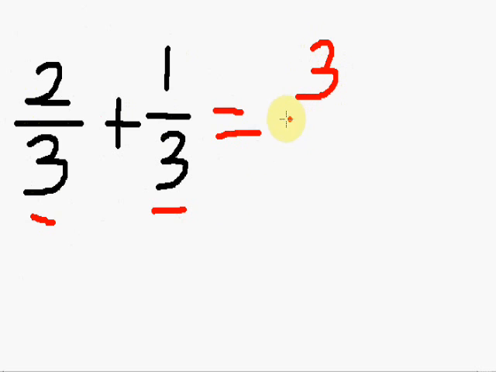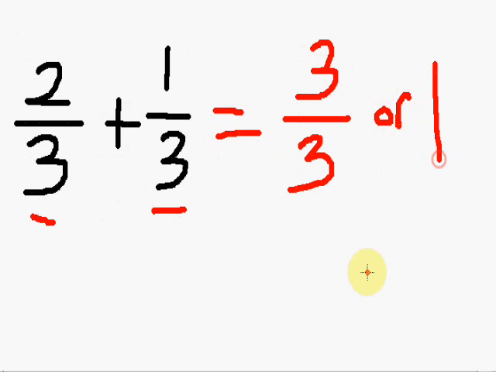So when adding these, we simply rewrite the common denominator for both fractions, which in this case is 3, and we simply add the two numerators. In this case, 2 plus 1 is 3, so the answer is 3 on 3, or 1 whole.